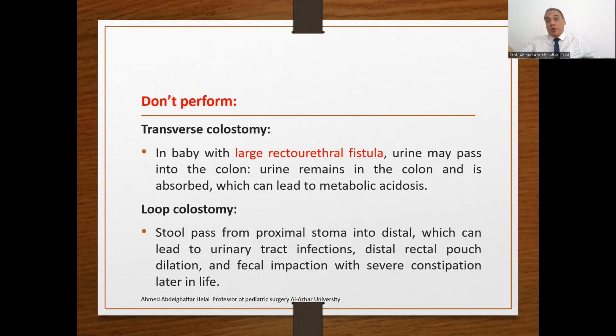Please don't perform transverse colostomy, because in the babies with a large rectourethral fistula, the urine will pass into the colon and remain in the colon and be absorbed, which may lead to metabolic acidosis with deterioration of renal function. Number two, don't perform loop colostomy. We mean by the loop that we hang one loop of the colon, leaving the two parts of the colostomy connected by the posterior wall. So the stool can pass from the proximal colon to the distal and lead to urinary tract infection, distal rectal pouch dilatation, fecal impaction, and this may cause severe constipation later in life. So we decide to perform a descending colon colostomy, completely diverting, separating both stomas, leaving enough redundant bowel to perform an ideal and correct colostomy for anorectal malformations.